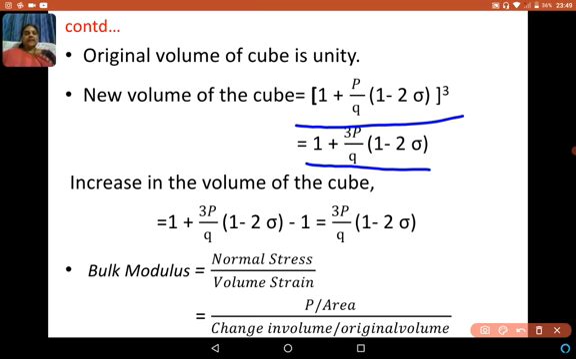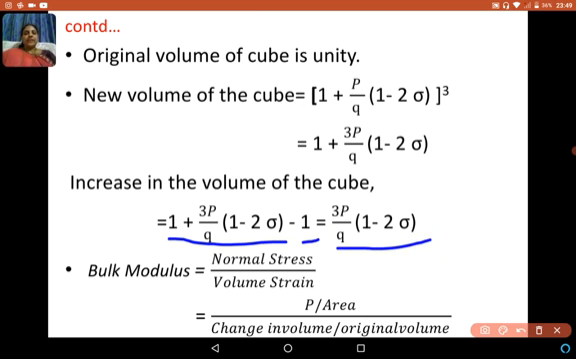Then the increase in the volume of the cube is equal to the new volume minus the original volume. New volume is 1 plus 3P by Q into 1 minus 2 sigma. The original volume is 1, then the plus 1 and minus 1 get cancelled. We have 3P by Q into 1 minus 2 sigma. Then the bulk modulus is equal to normal stress by volume strain. Stress is P by area.